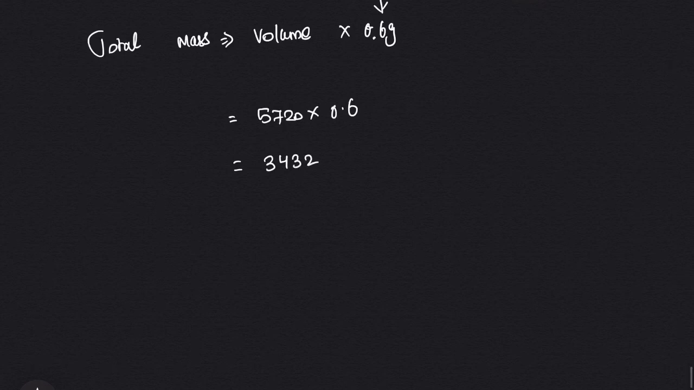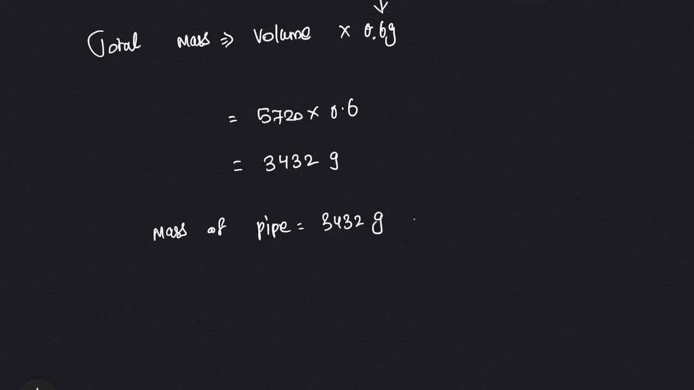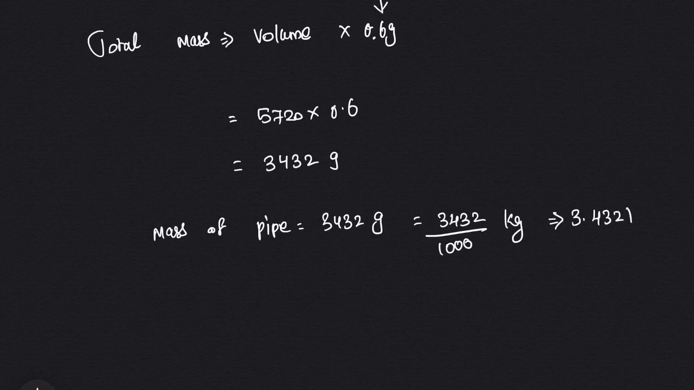3432. But normally the mass is represented in kg, so we convert the grams into kg. Just divide by 1000. Mass of the pipe is equal to 3432 gram, and also equal to 3432 divided by 1000 kilogram. So the final value is 3.432 kilogram.